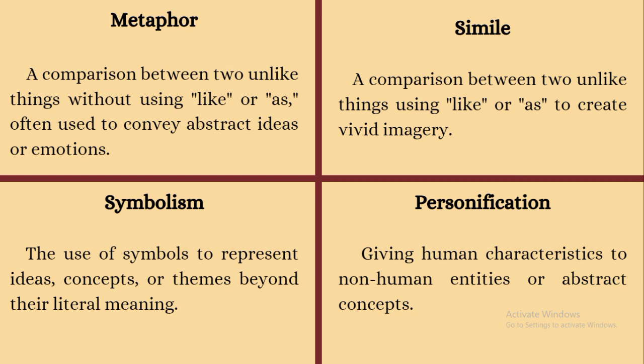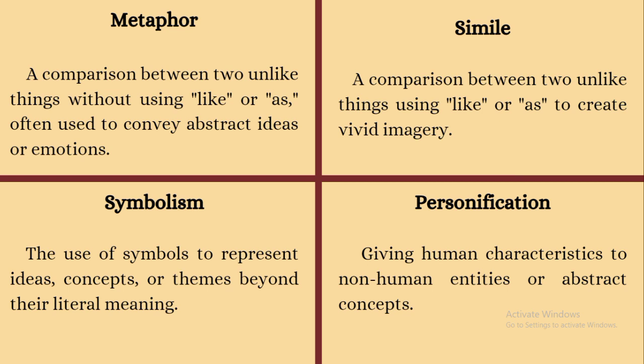Symbolism is also a literary device that involves the use of symbols to represent ideas, concepts, or themes beyond their literal meaning. So, symbols add layers of meaning to the text and allow readers to interpret the narrative on a deeper level. For example, a dove symbolizes peace, while a serpent symbolizes evil, as seen in many religious and cultural contexts.